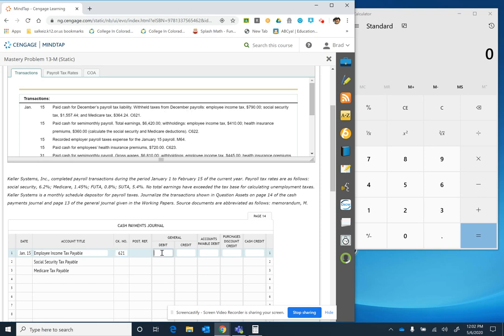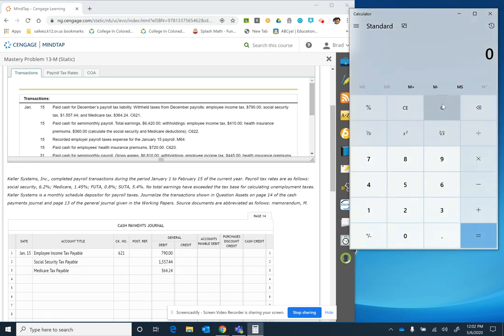And we're going to debit each of these amounts here, and then we're going to record a cash credit. So we're going to record all of the items for the employee income tax payable, Social Security, and our Medicare. We'll add these up, and that's how much we're going to write a check to the federal government for. So we have $790 for our employee income tax payable, $1,557.44 for Social Security tax payable, and $364.24 for our Medicare tax payable.